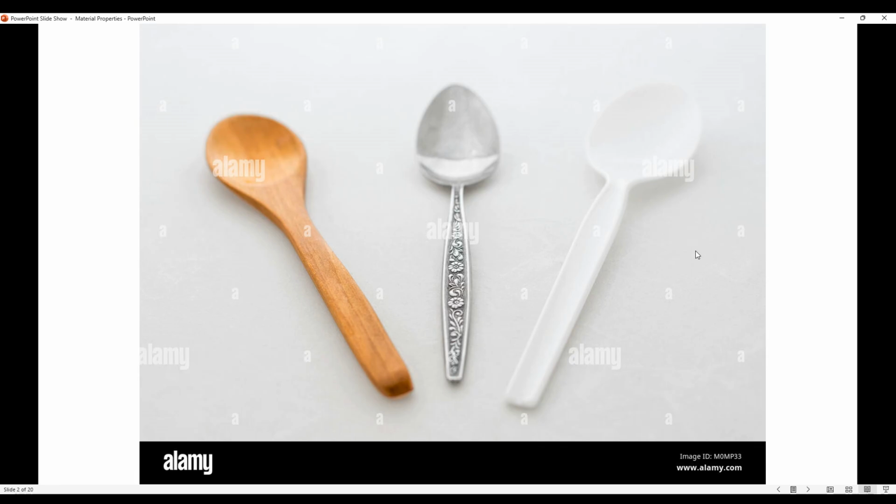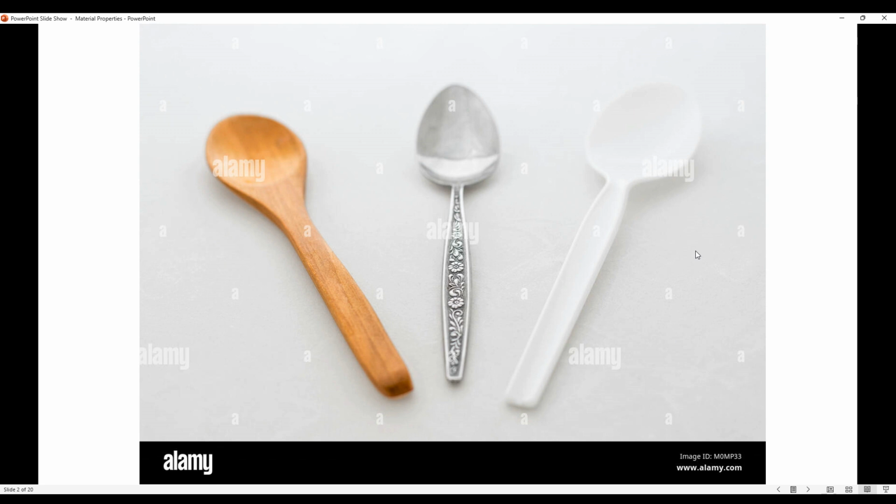Which one do you think is the cheapest? That's correct. It's the plastic spoon. Which one do you think is the most expensive? That's correct. It's the metal spoon. Which one do you think conducts electricity and heat? That's correct. It's the metal spoon.